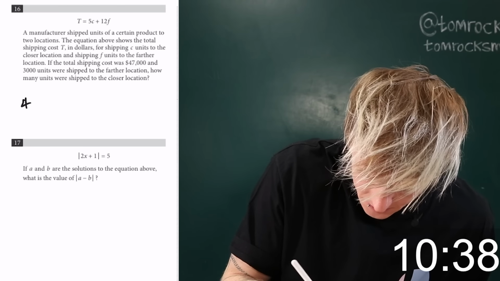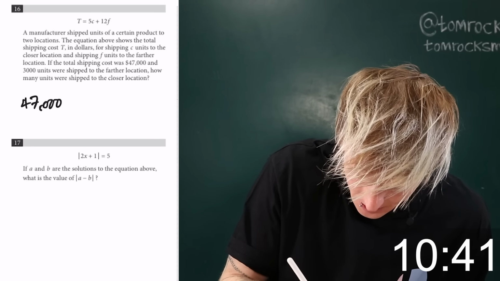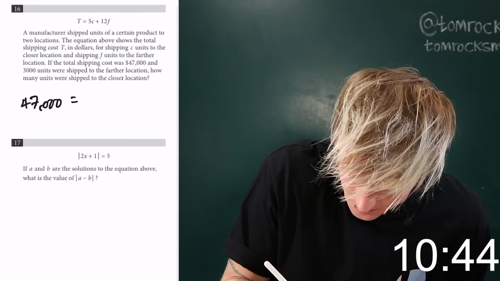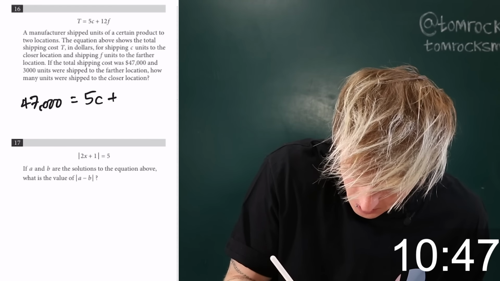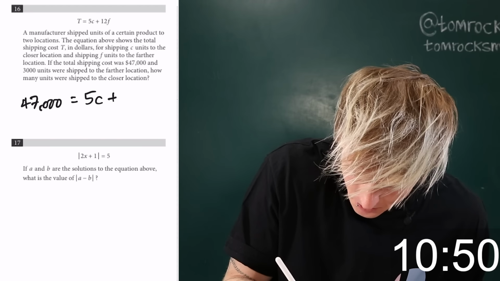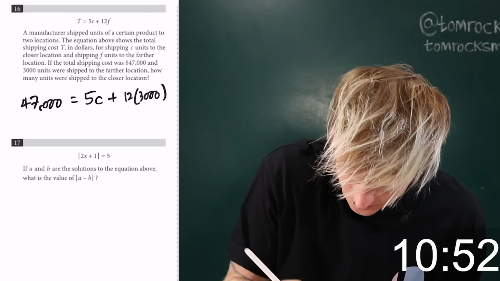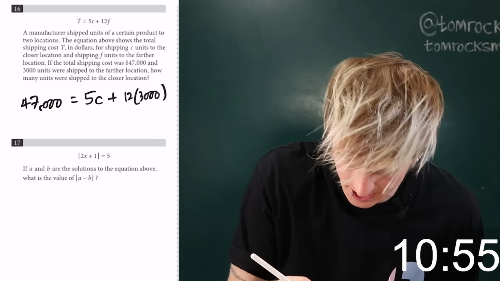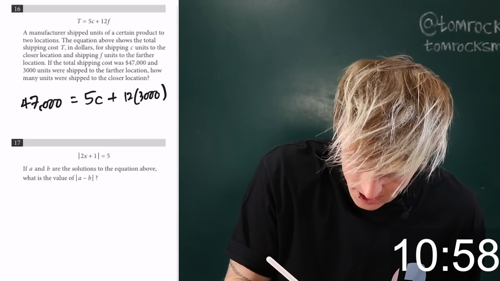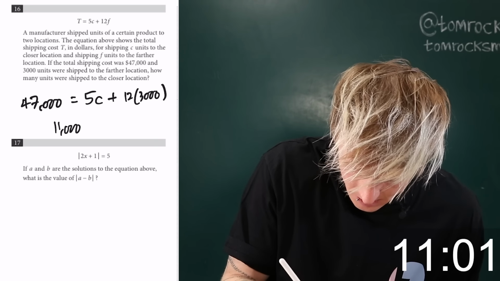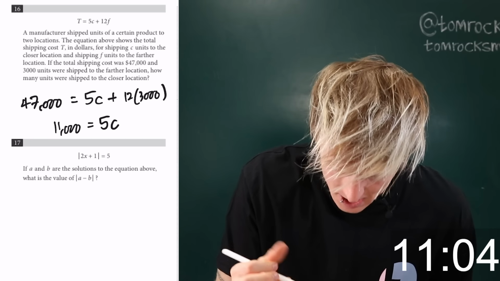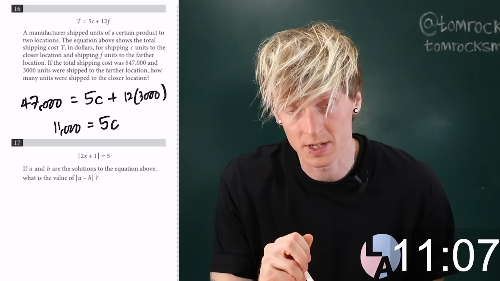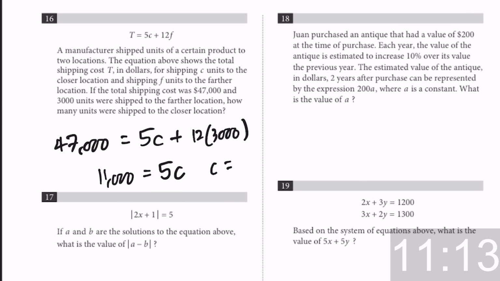Right, so we know that 47,000, the total amount, is equal to 5C for the closer plus 12F, but we know that F is 3,000. Okay, so 12 times 3,000 is 36,000, so take that away from 47,000, so 11,000 equals 5C. Is correct, so 36 up to 47, that's definitely 11. So that tells you C is 11,000 over 5, which is 2,200, I think. Okay, 2,200 times 5 would give 11,000.